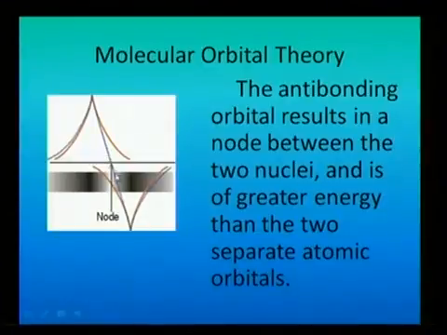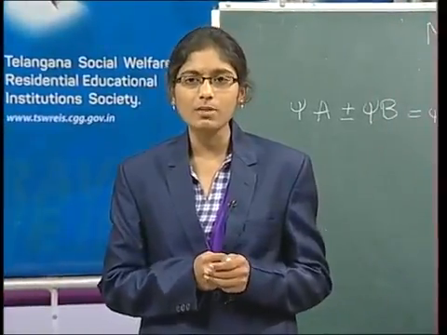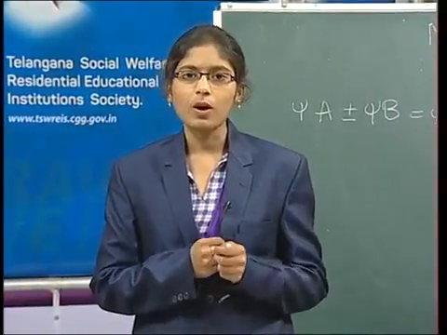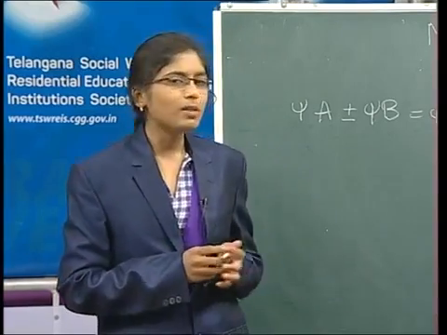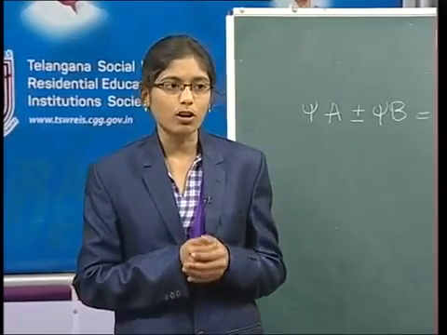When these two electron waves combine in different phases with different signs, it results in a node between the two nuclei, and the anti-bonding molecular orbital has greater energy, and if it has greater energy it has lower stability, because energy is inversely proportional to stability. Okay. I hope that you understand what is a bonding molecular orbital and what is an anti-bonding molecular orbital.